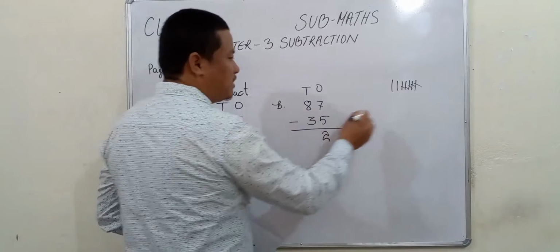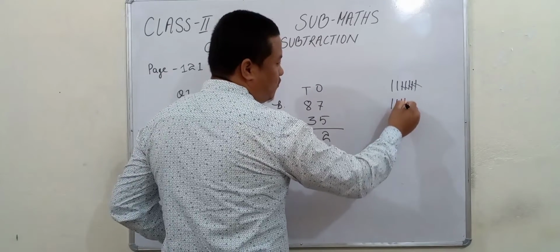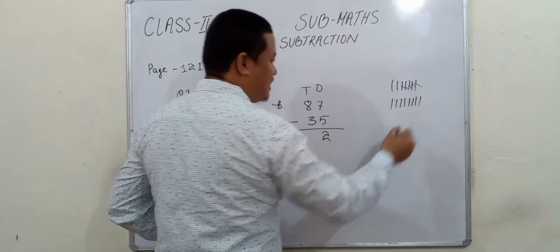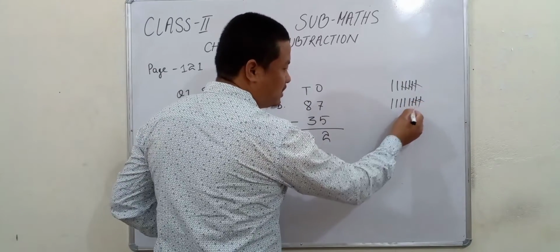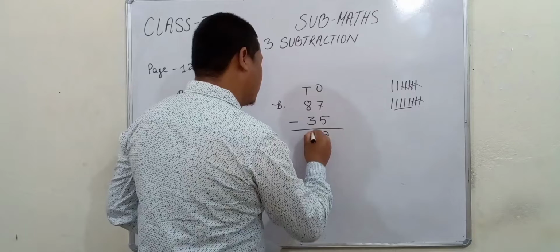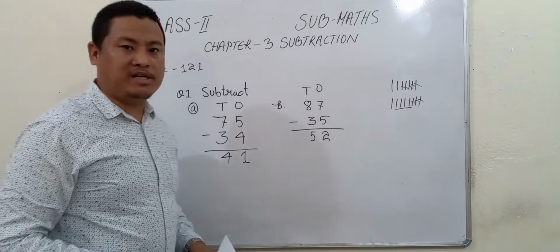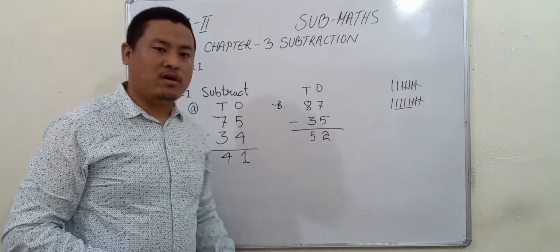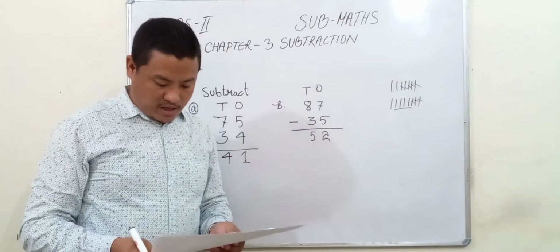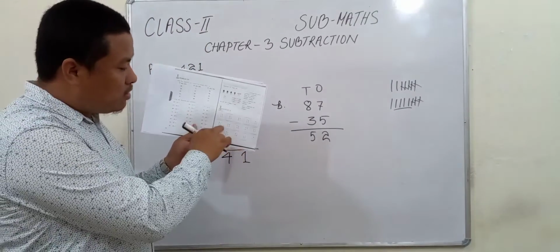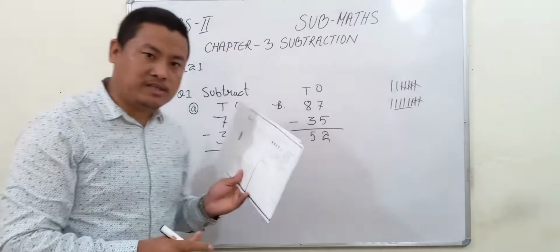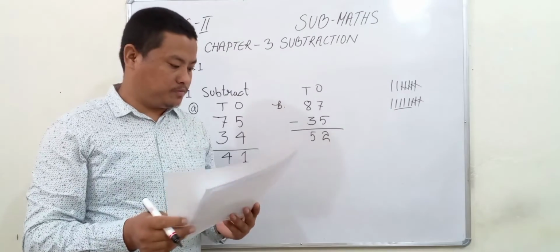8 minus 3. 1, 2, 3, 4, 5, 6, 7, 8. 8 minus 3. Cancel 3. 1, 2, 3. How much remains? 5. So 87 minus 35, the difference we have is 52. Okay. In this way, the remaining questions you have to practice at home.